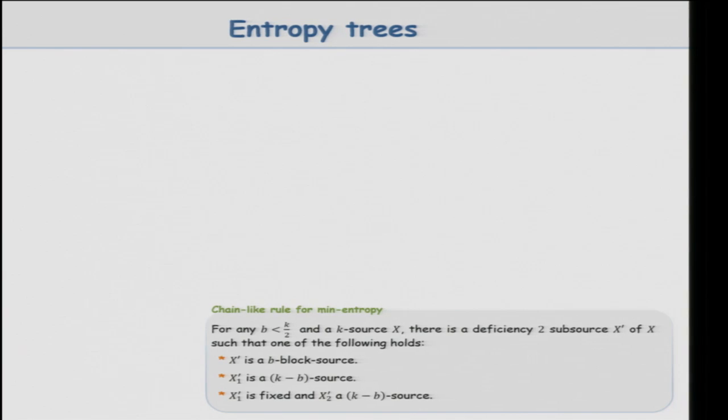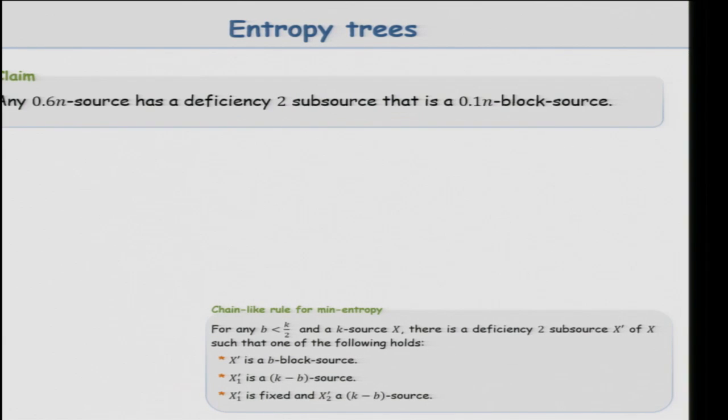So recall the chain rule for min entropy. You have a k source x. For any b that you want, either your source has a deficiency to a subsource which is a b block source, or otherwise, in some sense, one of the sides steals the entropy. And given a k source x, we want to find this b, just for the analysis, to show the existence of this b.